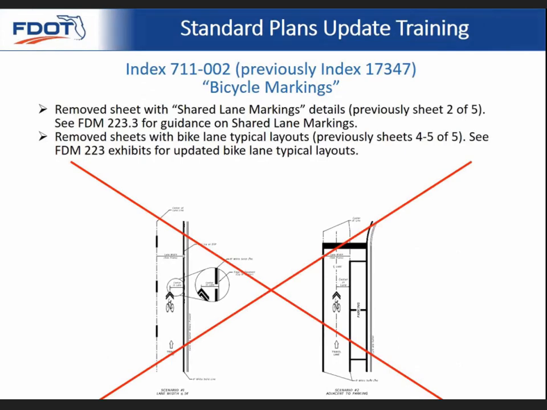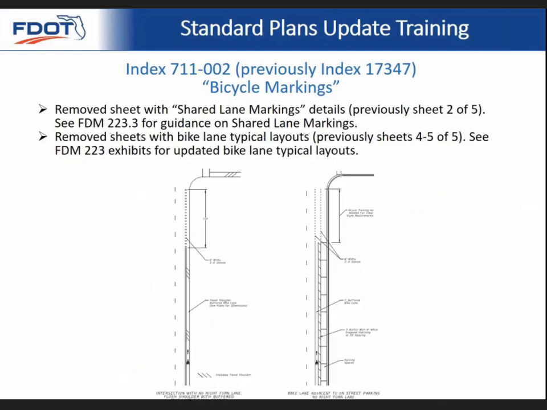Additionally, the sheets dealing with the bike lane typical layouts, previously sheets 4 and 5, have been removed, and those are now exhibits in FDM 223. This is similar to the signing details. This is designer information, and the plans should be detailing how to place these pavement markings.